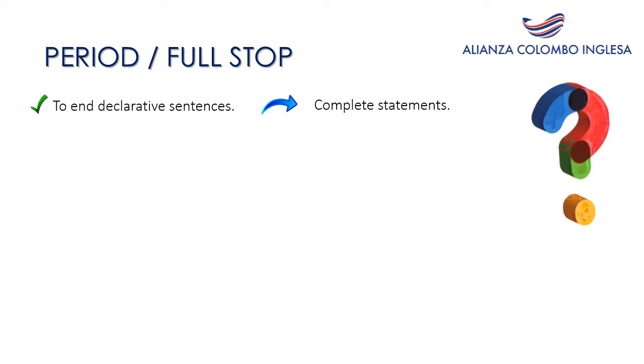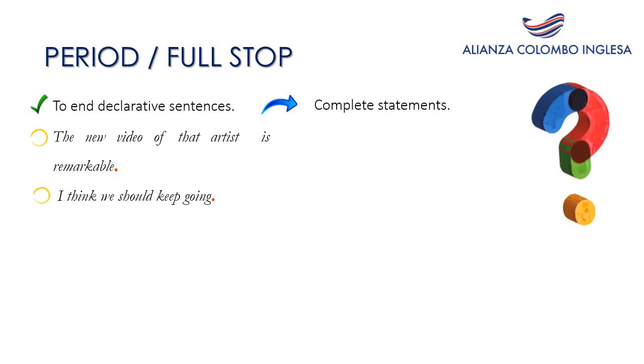We can have long sentences like these affirmations: The new video of that artist is remarkable, or I think we should keep going, right? But sometimes we need to break this idea of the long sentence and we can have something shorter, like the commands: Stay still. Explain. Or just simply saying goodbye. Even something in the middle, like: Wait while I fix my car. What is important is that you use the period at the end when you finish the idea.